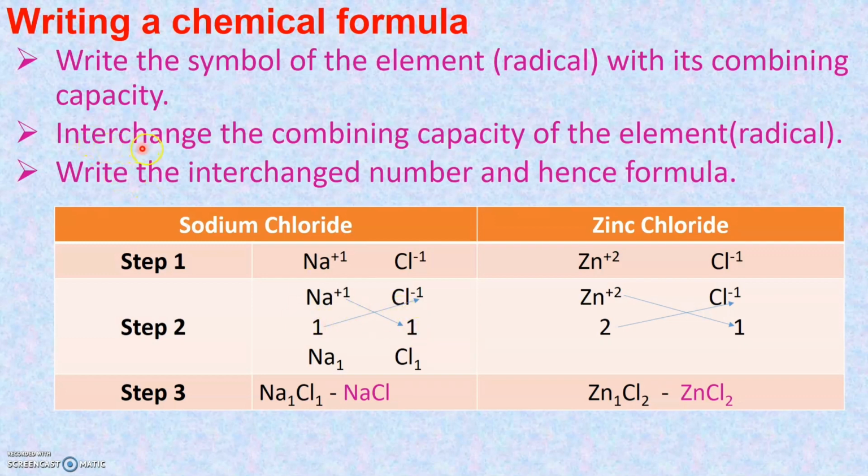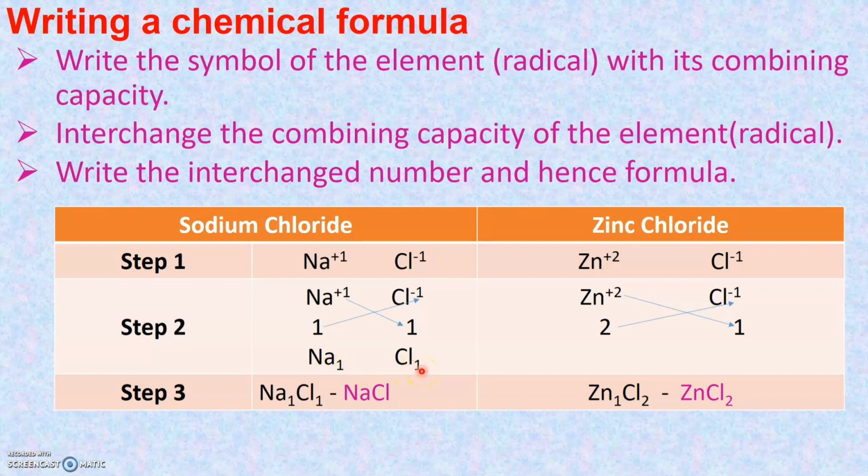Now we are going to interchange the combining capacity of the element, or the valency of that element. This 1, which is the valency of sodium, will go to chlorine, and it will come as a subscript next to chlorine. And this 1, which is the valency of chlorine, will go to sodium, and it will come as a subscript next to sodium. And therefore, we write it as Na1 and Cl1.